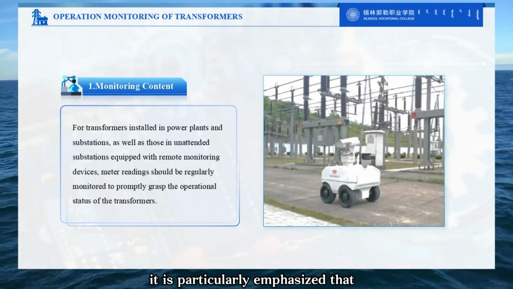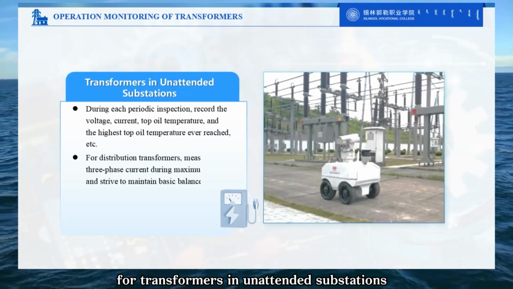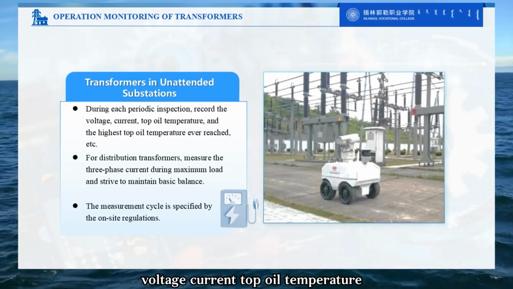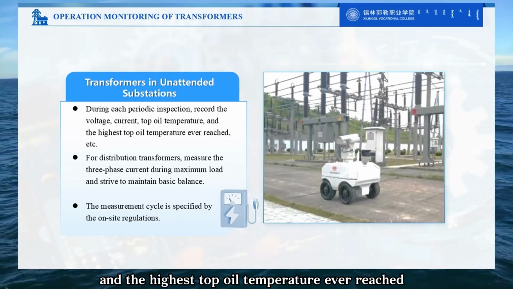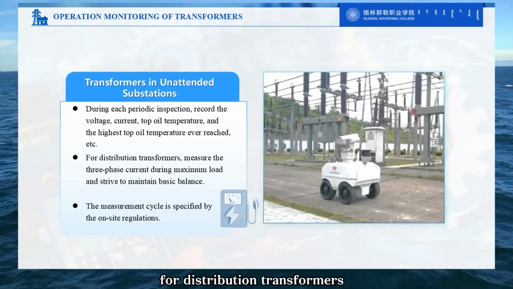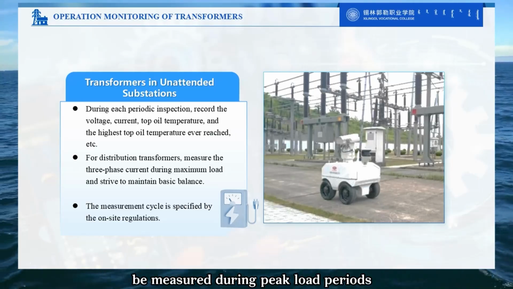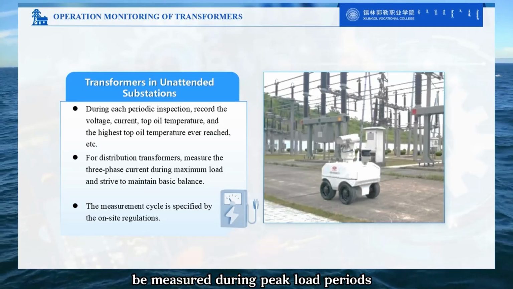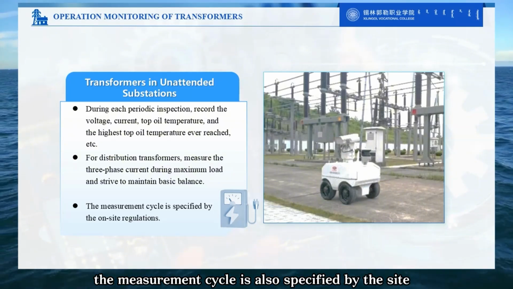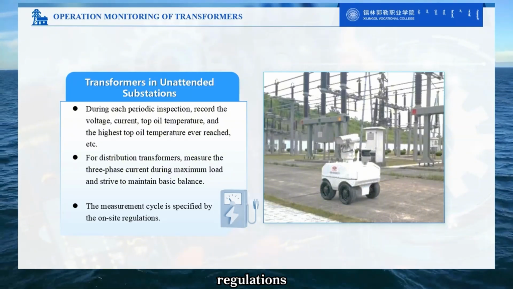It is particularly emphasized that for transformers in unattended substations, voltage, current, top oil temperature, and the highest top oil temperature ever reached should be recorded during each periodic inspection. For distribution transformers, three-phase currents should be measured during peak load periods, and efforts should be made to maintain basic balance. The measurement cycle is also specified by the site regulations.